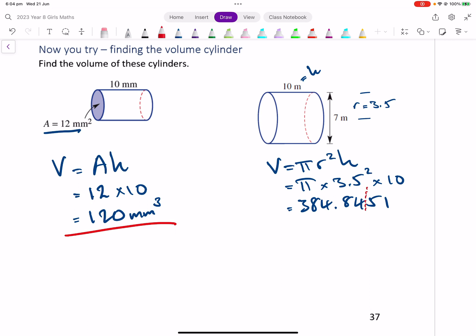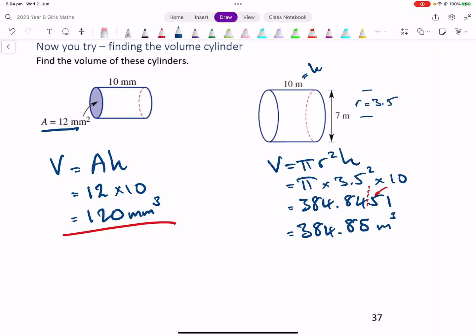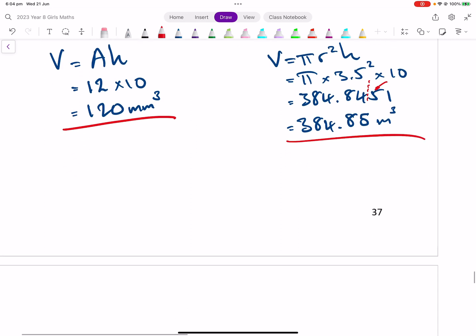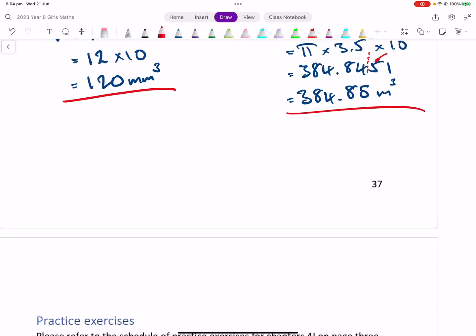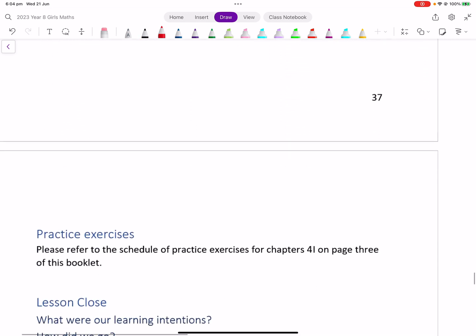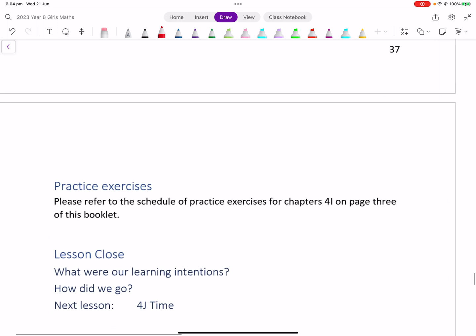All right, thank you, Siri. So let's have a look. We want 2 decimal places. This is the critical digit. Is it 5 or more? Yes, it is. So we're going to need to round this up to 384.85. What are our units? Meters cubed. There you go. I hope that all made sense. So that's how you calculate the volume of prisms and cylinders.